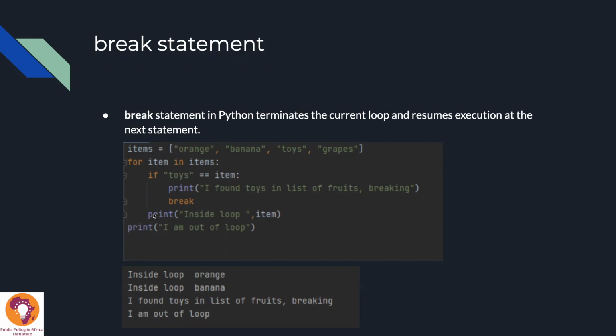So now you don't execute this line of code here because we broke before it. So we broke the loop and we come down to this line of code, and we never see anything output from grapes because we broke out of the loop when we were iterating on toys. So this is a super useful thing to know.